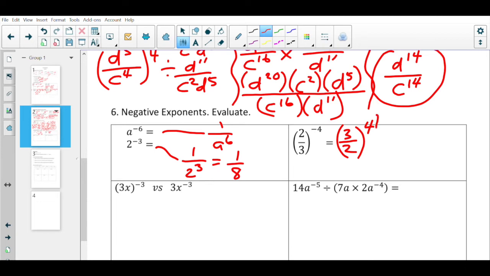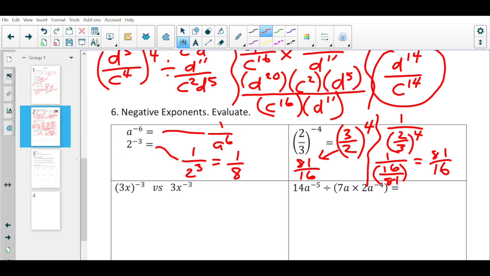Or another way to look at this is 1 over 2/3 to the fourth. So here we know this is 3 to the fourth over 2 to the fourth. That's 81/16. 1 over 2/3 to the fourth is 1 over 16 over 81, and we know that is 81 over 16. So it's the same thing. Those are just two different ways to look at this.